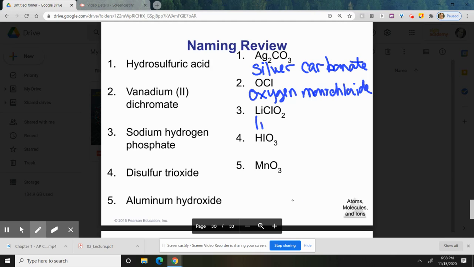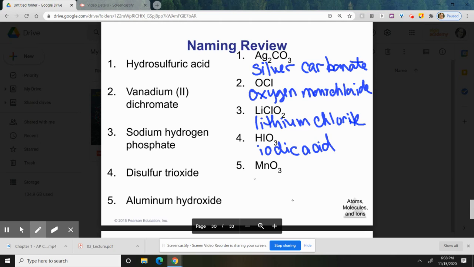Third one's going to be lithium chlorite. Now, this fourth one's going to be a little bit tricky. It's an acid, because it starts with an H. It's not a binary acid, so we don't start with hydro. But we got to look at the ion IO3. So IO3 is going to be really close to ClO3, which we know is chlorate. So the ion is going to be iodate. So ate goes to ic, so it's going to be iodic acid.